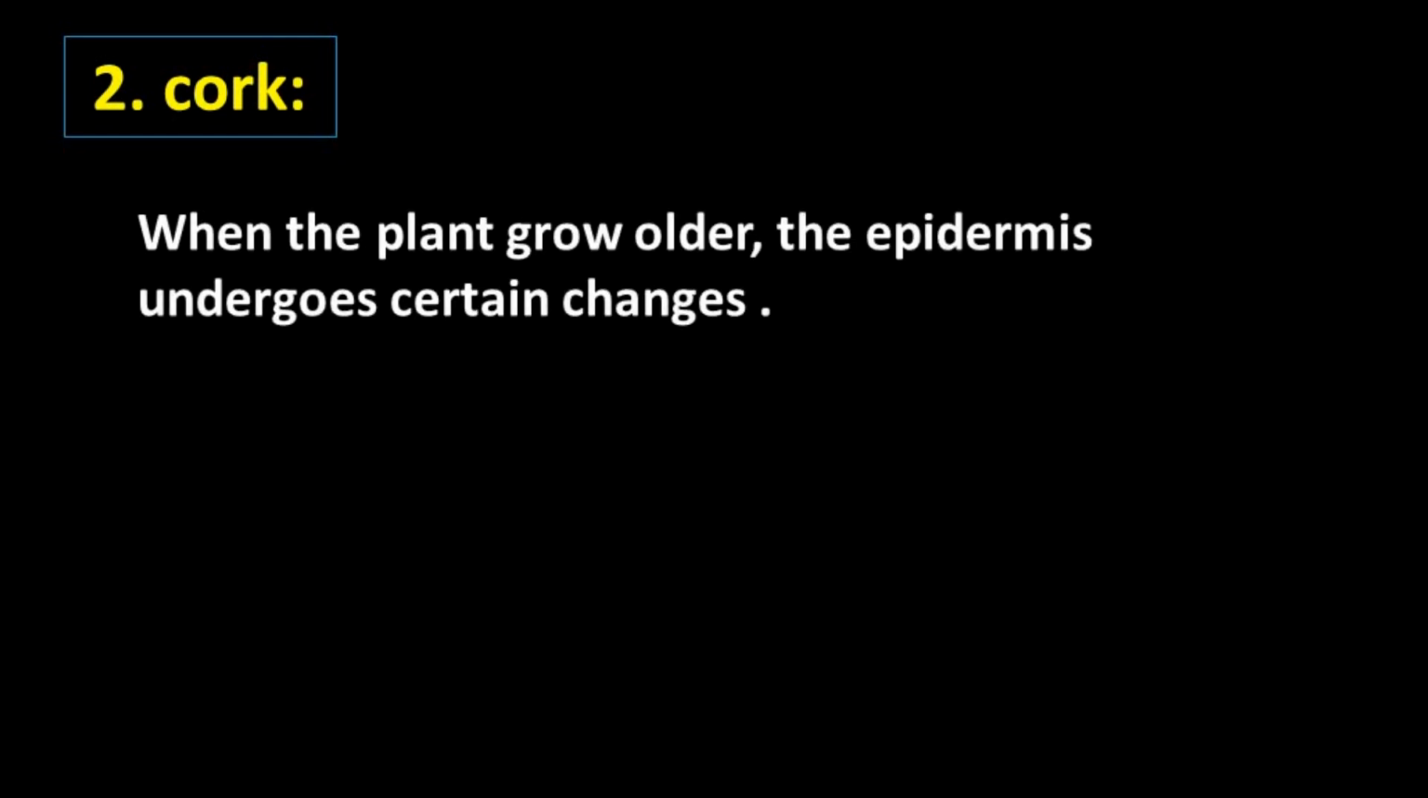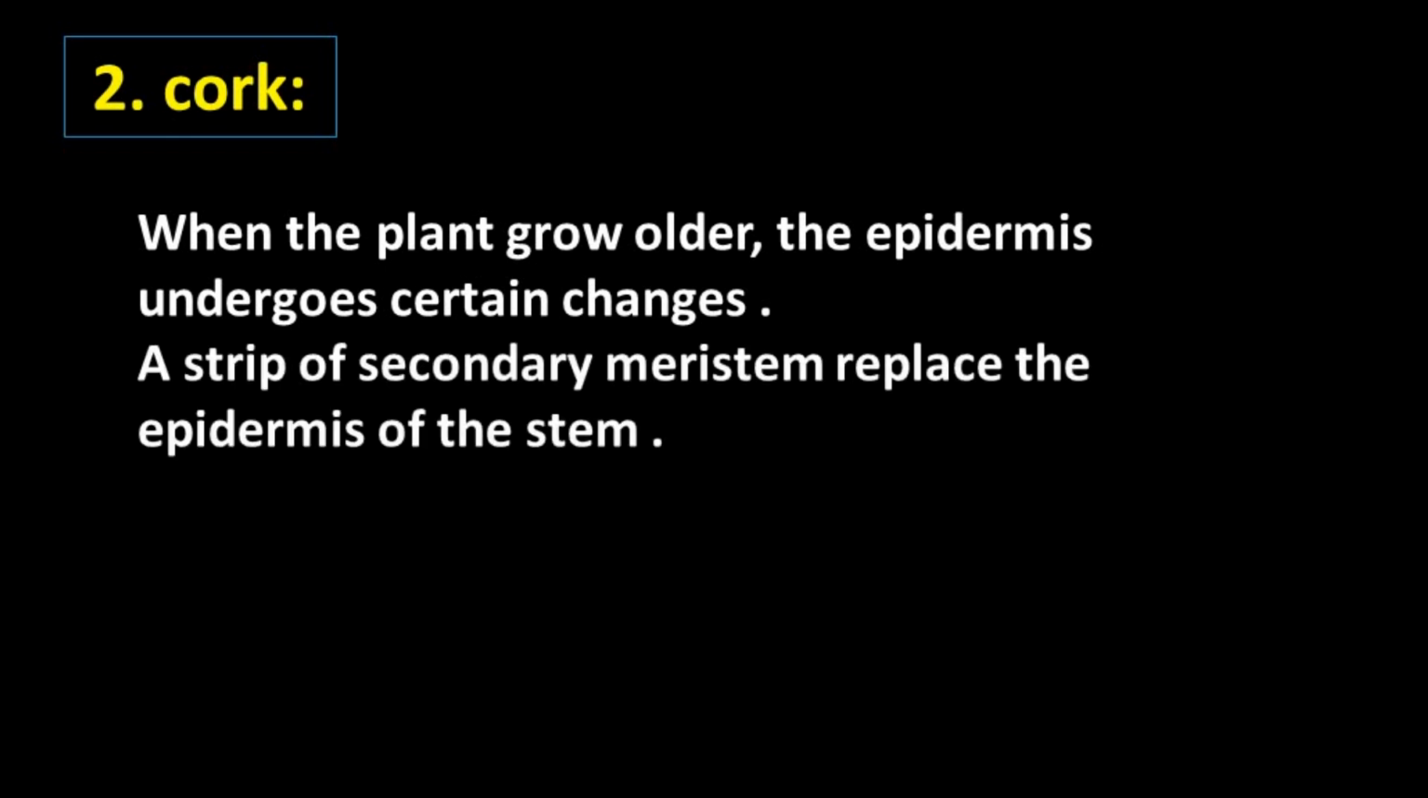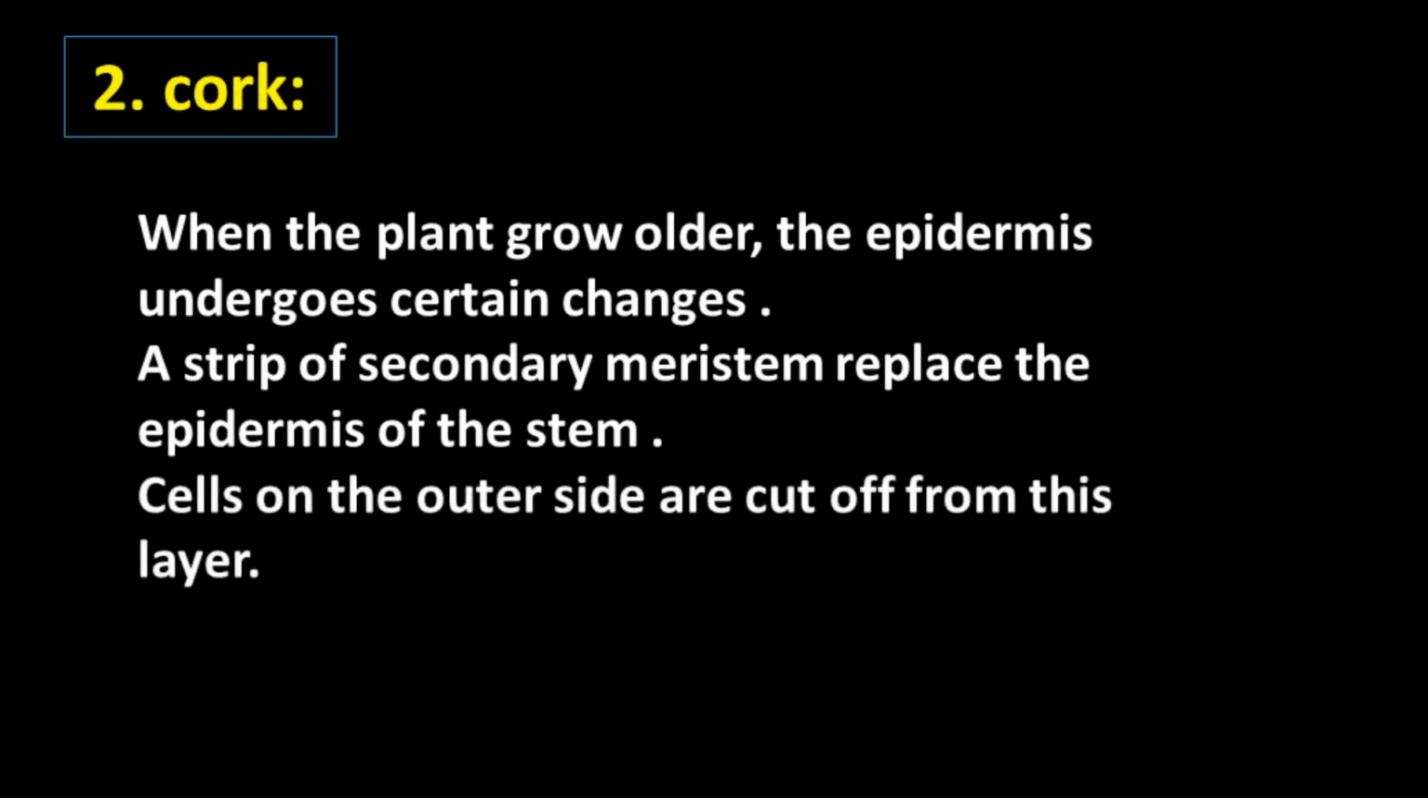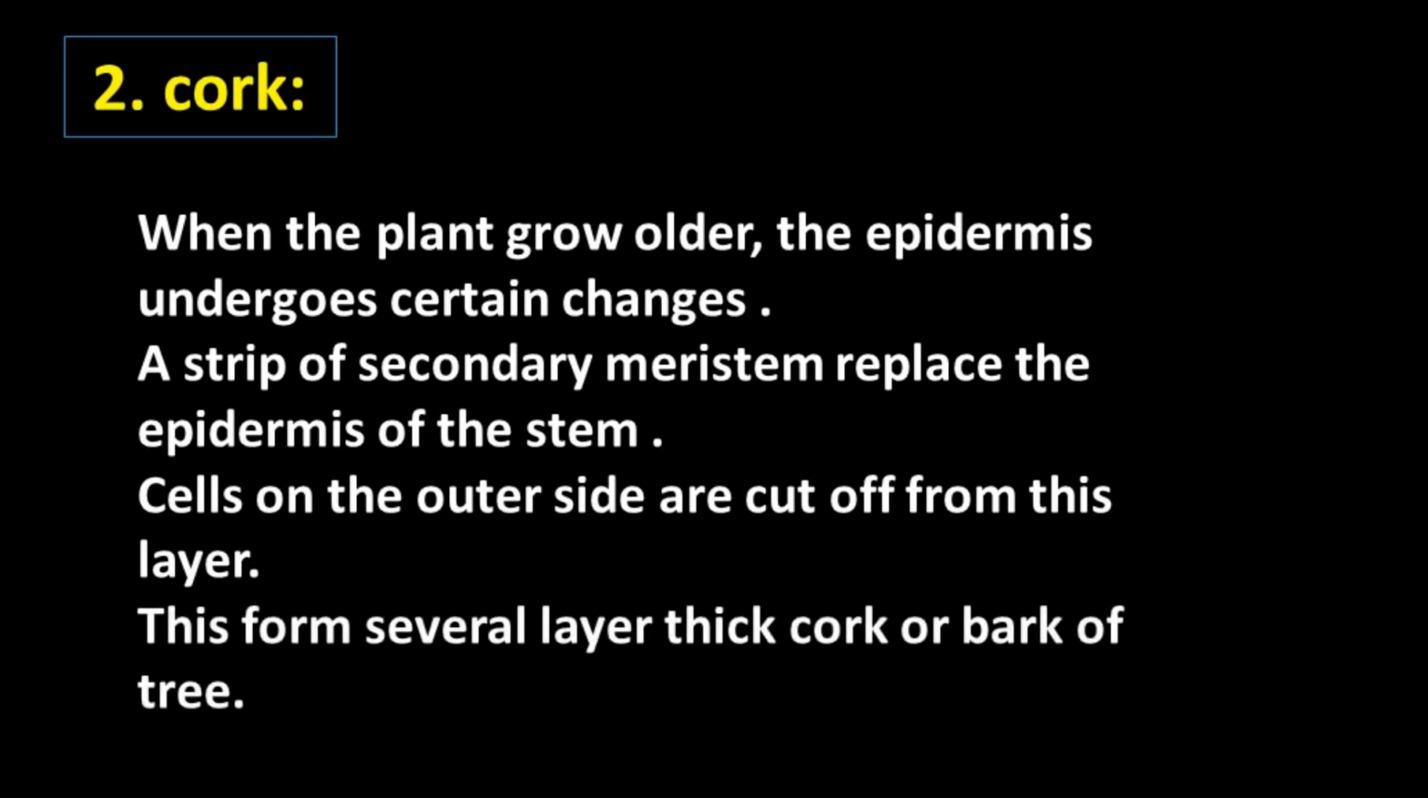Another protective tissue is the cork. When the plant grows older, the epidermis undergoes certain changes. A strip of secondary meristem replaces the epidermis of the stem. Cells on the outer side are cut off from this layer and this forms several layers thick cork. It is also known as the bark of the tree. The tissues present in the bark of the tree, or cork, are older tissues. These are dead tissues.